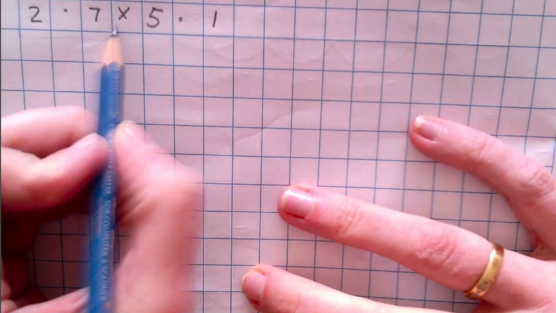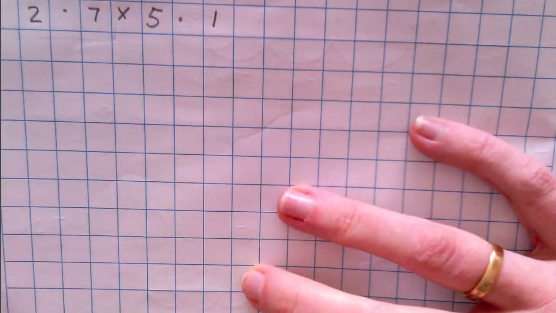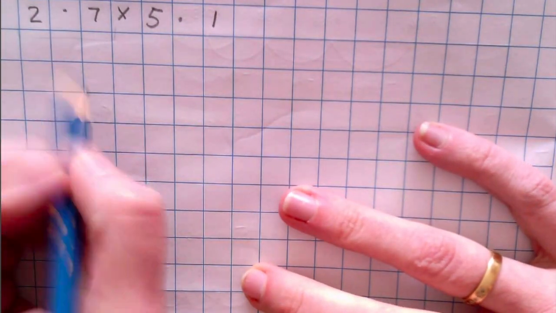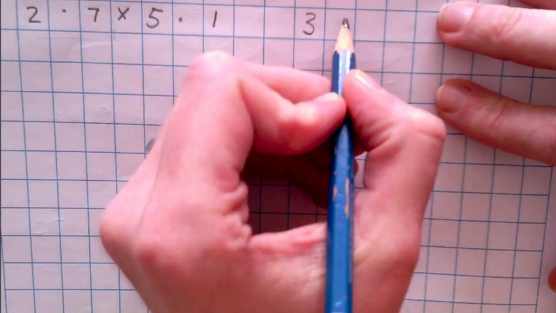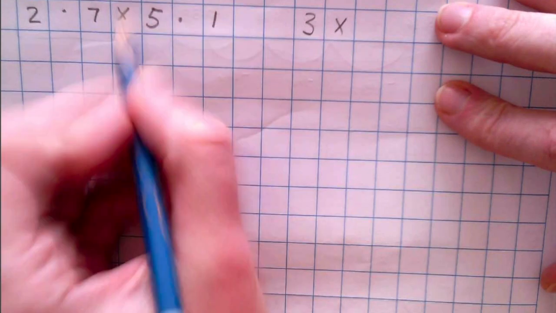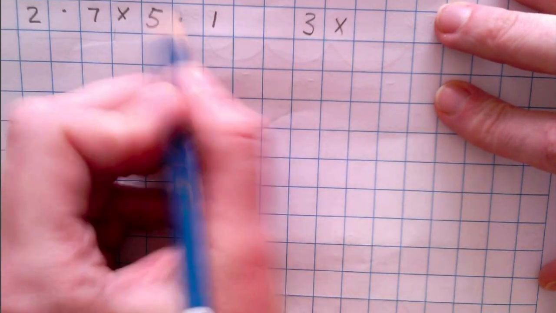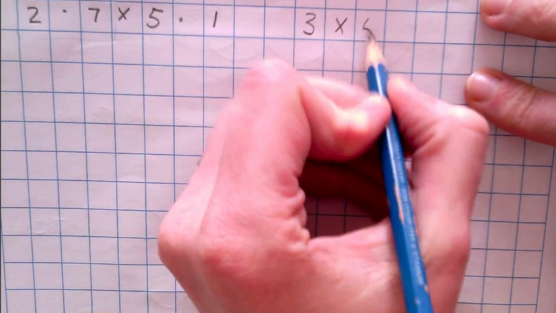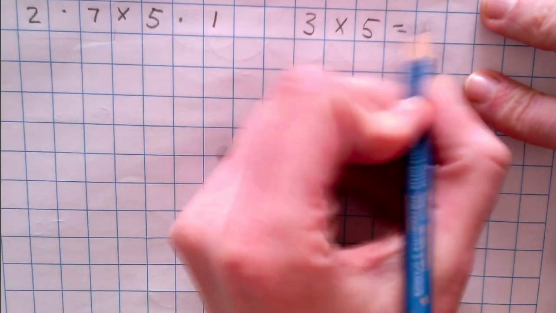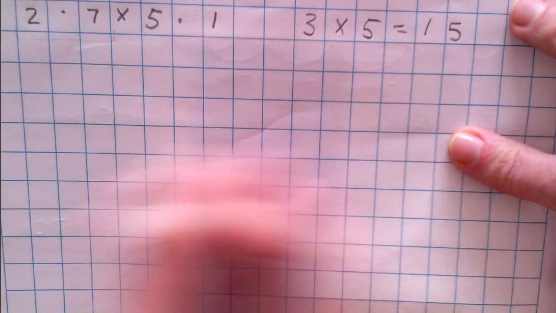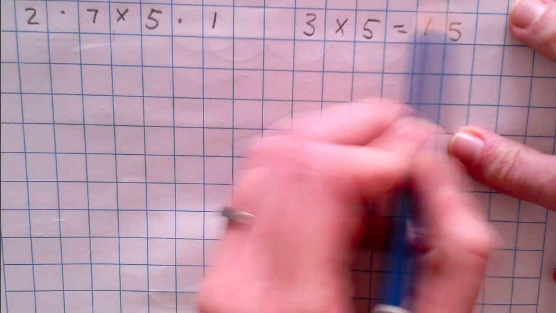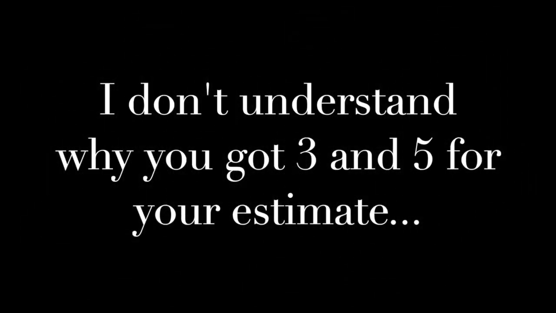2.7 is close to 3. So in my estimate in my head, I would be saying to myself, okay, that's kind of the same as saying 3 multiplied by 5.1 is closest to 5, okay, times 5. So 3 times 5 equals 15. All right, so I'm looking at an answer when I multiply these out properly that's going to be close to 15.